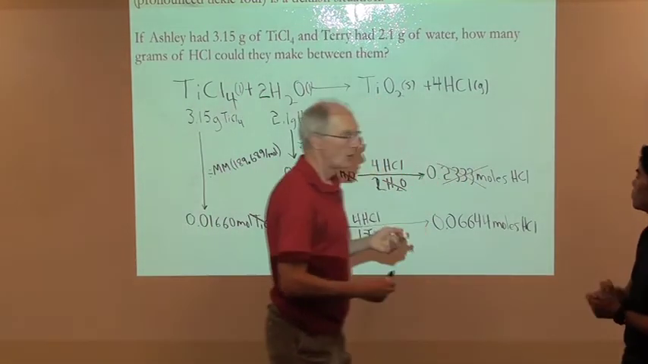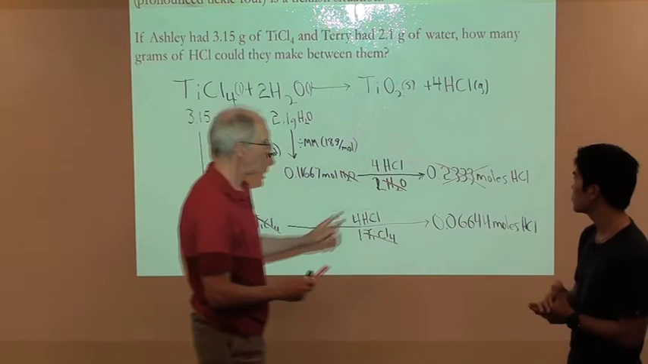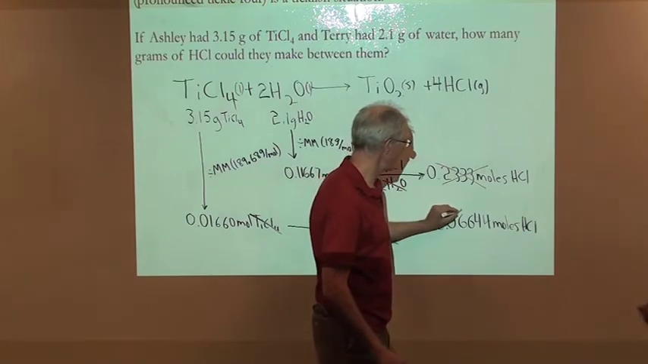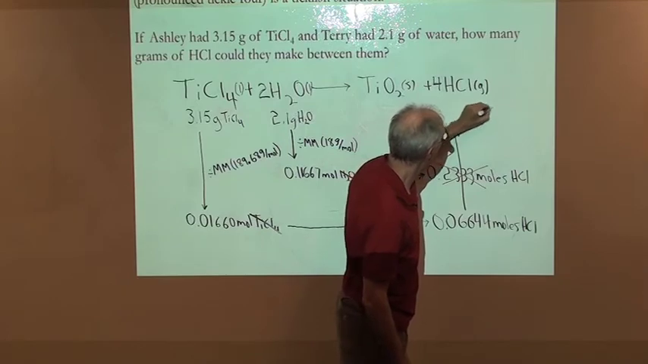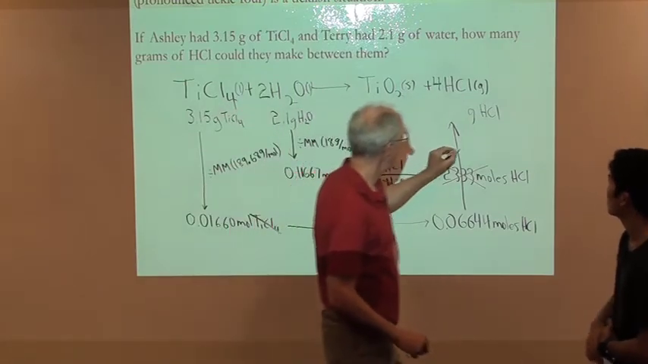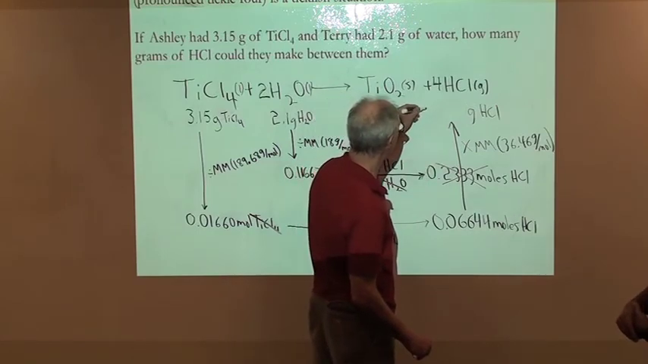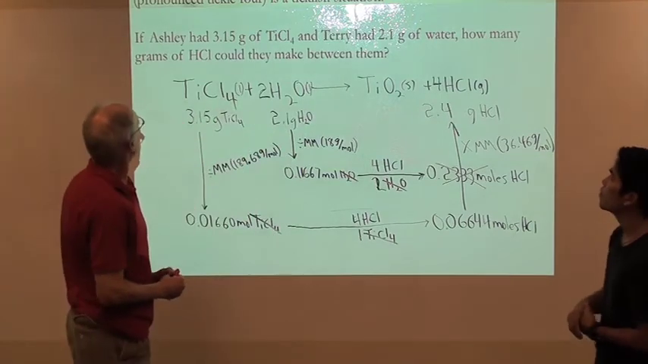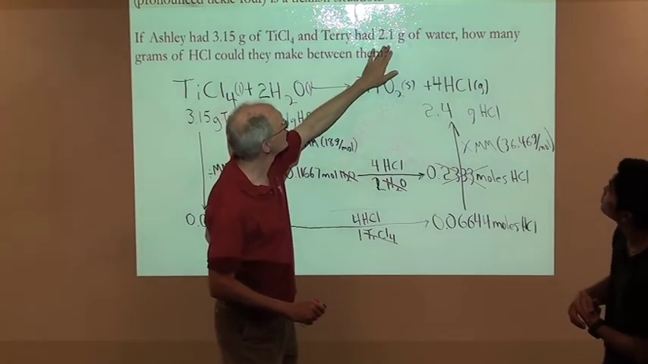And so we did all that work. All we do is find out that we're not going to carry it on. And we take this up to products. So the last step is converting moles of HCl up to grams of HCl. And we use our conversion factor, the molar mass of HCl, and this time we multiply. And when you multiply that through, I think you get 2.4 grams of HCl.